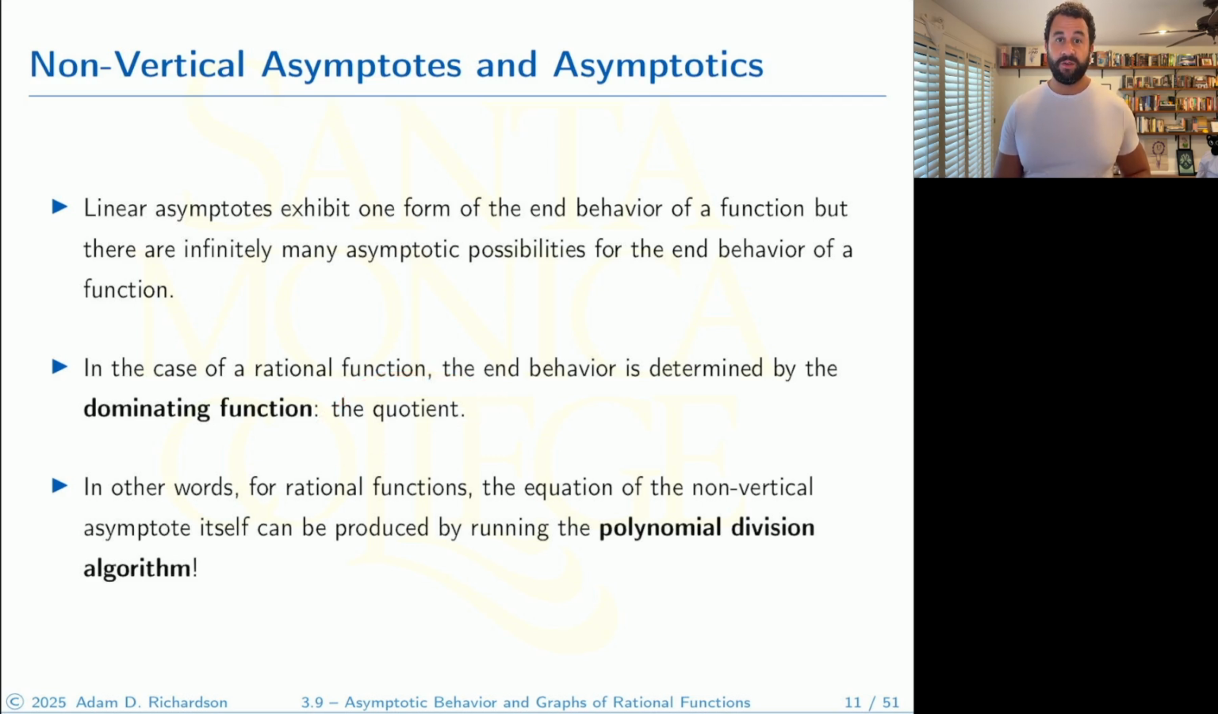quotient that you get when you divide. Literally, it's that. So in other words, for rational functions, the equation of the non-vertical asymptote itself, you can produce it by just running the polynomial division algorithm. You just do the same division algorithm that we saw a few sections ago, and that will produce the formula, the function that gives you the polynomial asymptote of that rational function. That's the basic idea. All right.